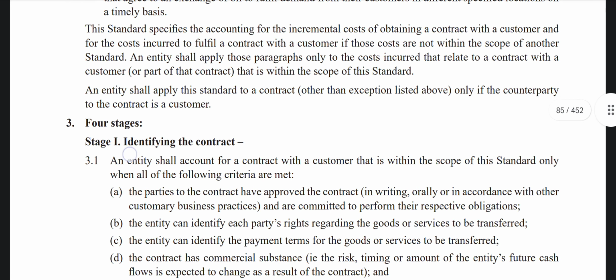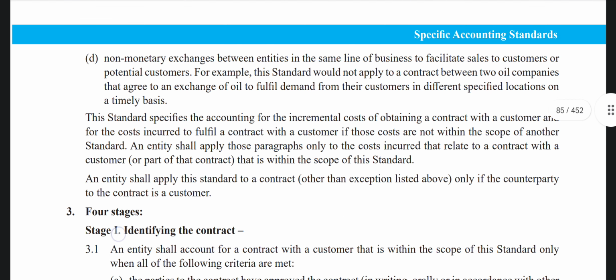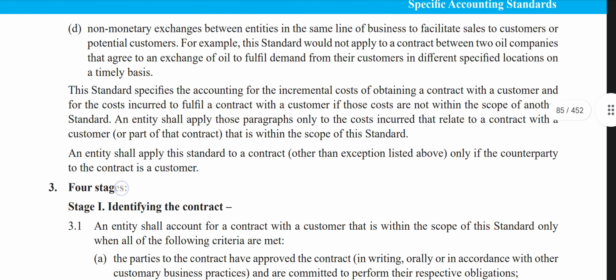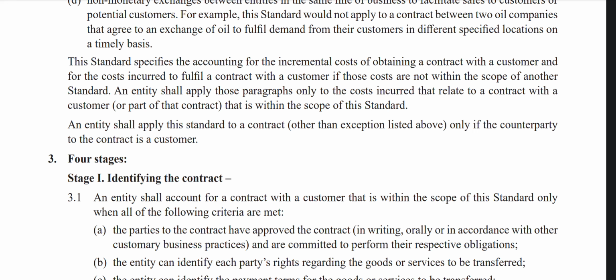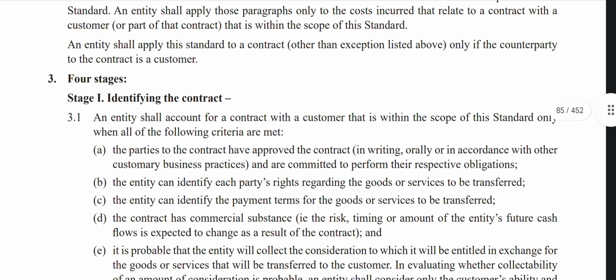If those costs are not within the scope of another standard, particulars or topics or concepts not in the scope of another standard come under this scope. The standard specifies the accounting for the incremental cost of obtaining a contract, the contract incremental cost, when it increases, with the customers, and for the cost incurred to fulfill a contract with the customers. If those costs are not within the scope of another standard, an entity shall apply those paragraphs only to the cost incurred that relate to a contract with the customer that is within the scope of this standard.